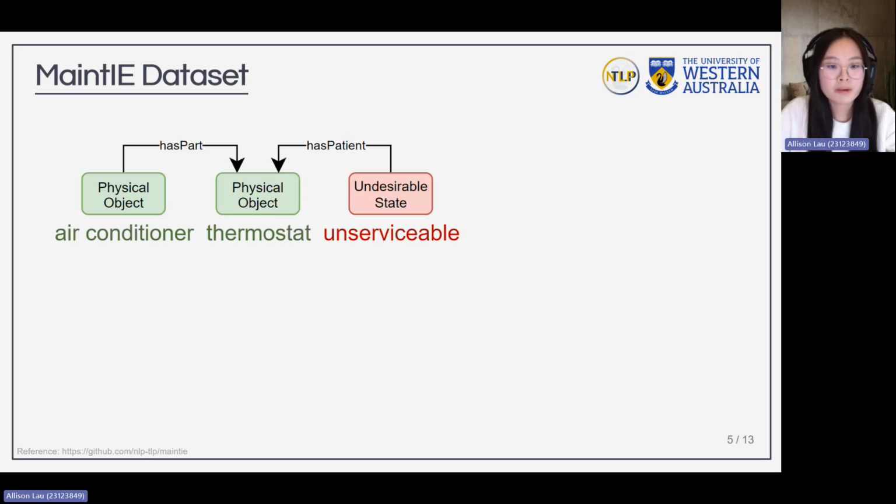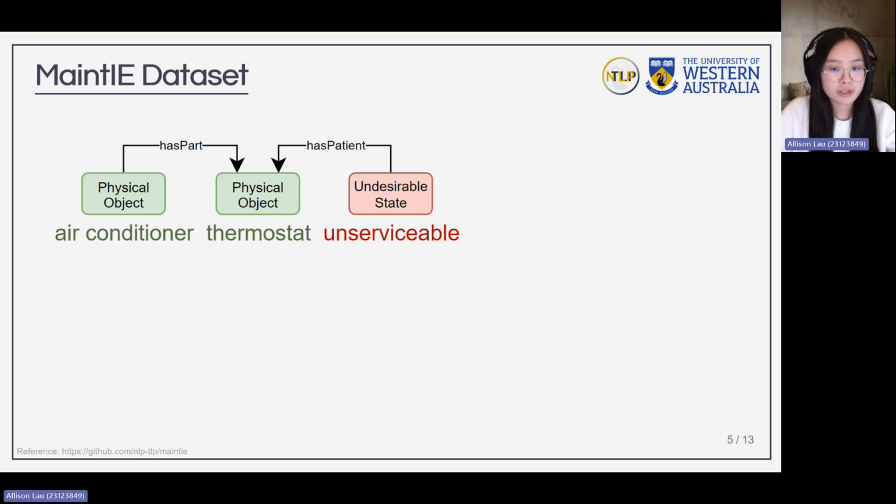These annotations are made up of entities such as physical objects in green, for example, air conditioner or thermostat, as well as the relations between them, such as the has-part relation. In this example, air conditioner has the component thermostat, and this relationship can be represented by that has-part relation.